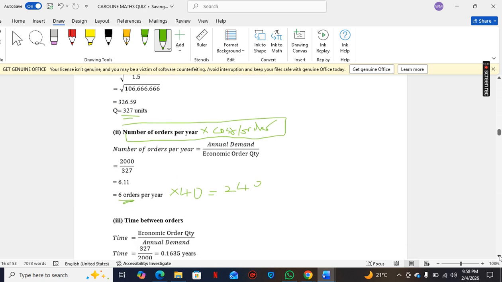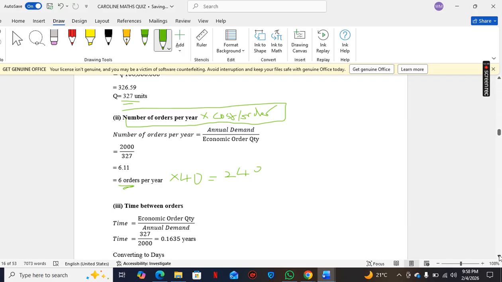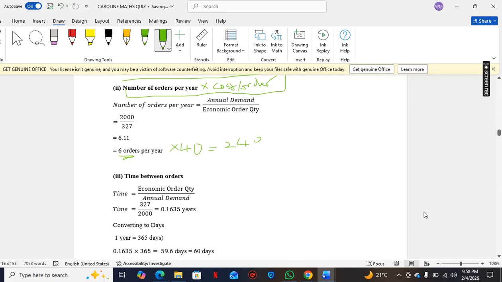Any question before we find the time between the orders? Time between the orders, how long you have to wait. Basically, it's your order quantity divided by your annual demand. Okay. So order quantity 327 divided by annual demand 2000. The answer should be in years. Okay. You get 0.1635 years.